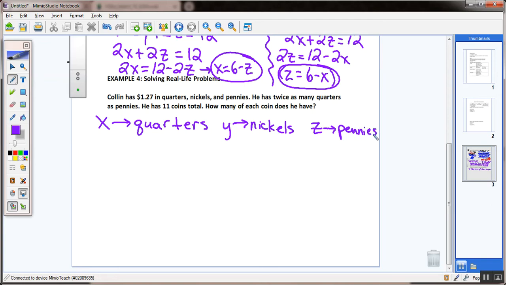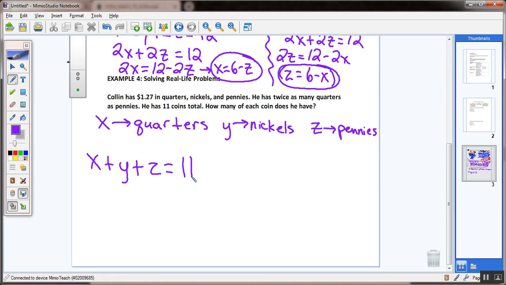So here's the deal. How many total coins does he have? 11. Okay. He has 11 coins. So the number of quarters, X, plus the number of nickels, Y, plus the number of pennies, Z, had better equal 11. Okay, we have 11 coins total. And there's one equation for our system.